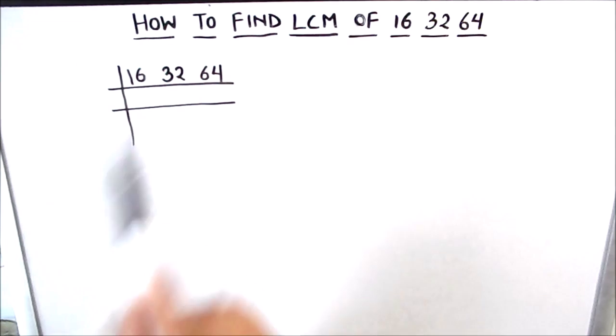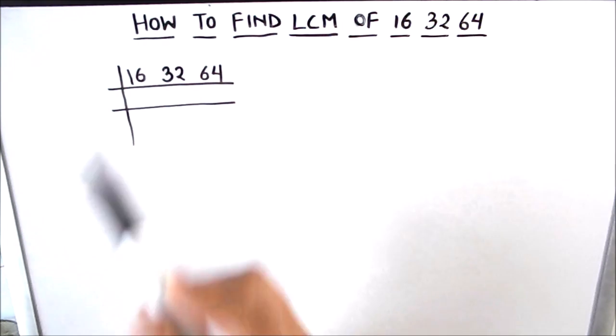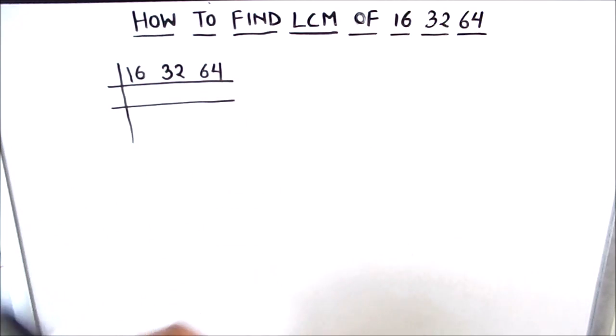In this method, we divide these numbers by prime numbers and find the factors of all these numbers. And after finding the factors, we take the product of the factors to find the LCM of the three numbers. So let's start by dividing all these numbers using prime numbers.